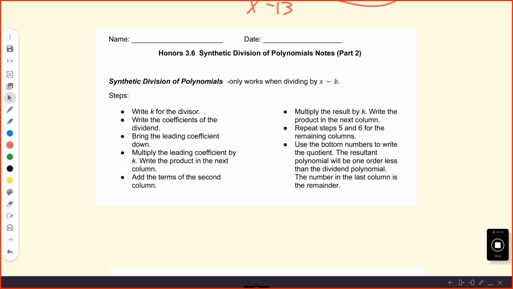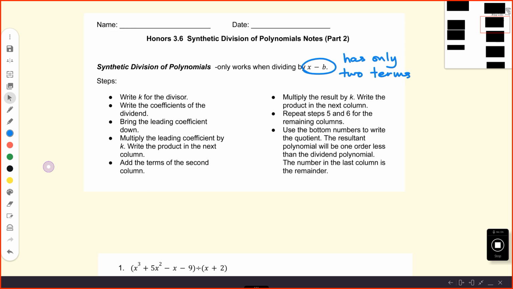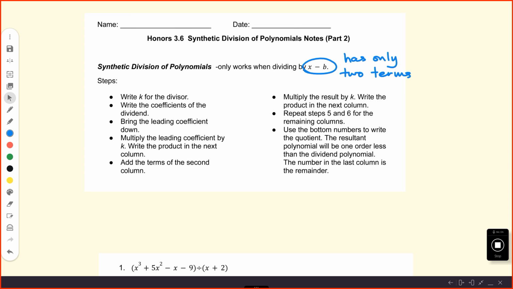So again, today we're going to be doing synthetic division of polynomials. Yesterday we did long division of polynomials, okay? And we can only apply this method, synthetic division, when the divisor is x minus b, or when the divisor has only how many terms? Two. Only two terms. Okay? Again, if it's more than two terms, let's say 3 or 4 in your divisor, then you have to use long division.